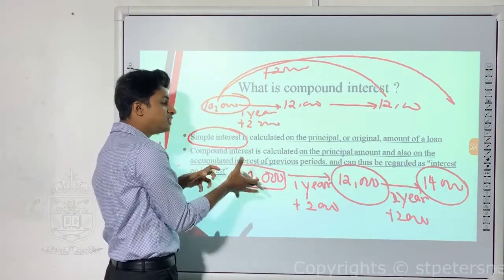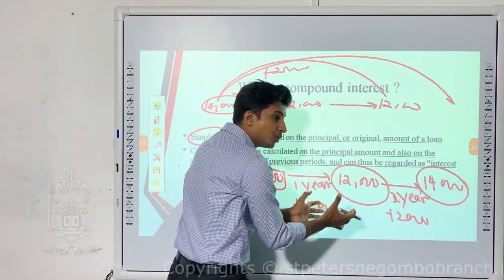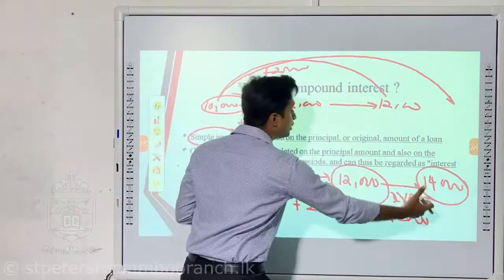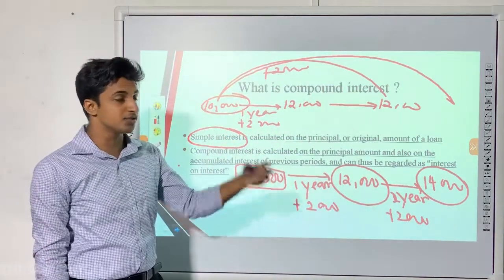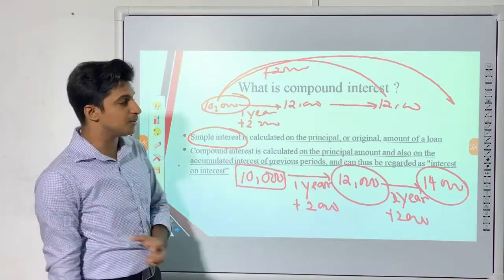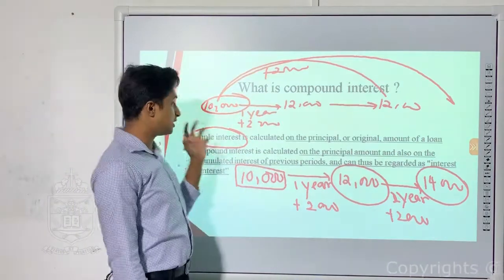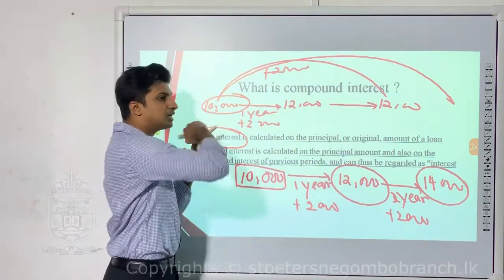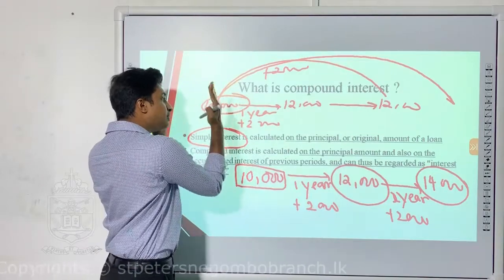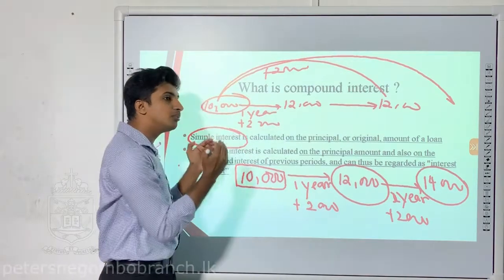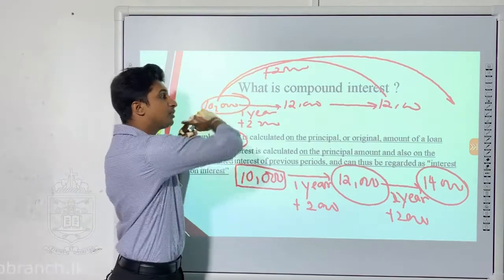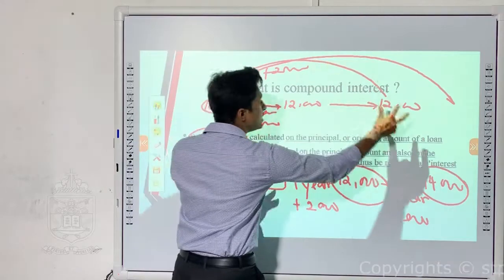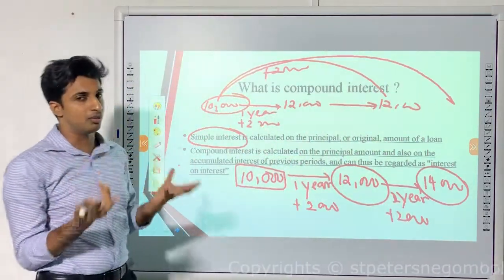But in compound interest, once after the first year is over, the total value you have in the account, to that value only they are going to charge the other interest for the next year. That is the difference between simple interest and compound interest. Simple interest is calculated on the principal or original amount of the loan. Every year with the passing years, if you have deposited this amount, the interest is going to be calculated only to the principal amount for every year. That means every year 2,000 will add. So at the end of each year you will have the same amount left.